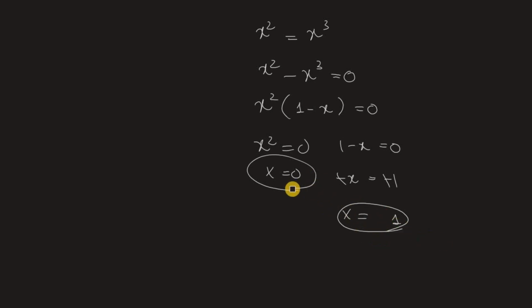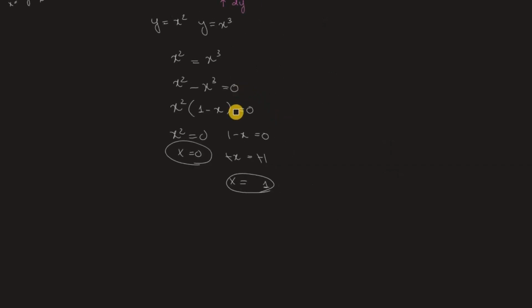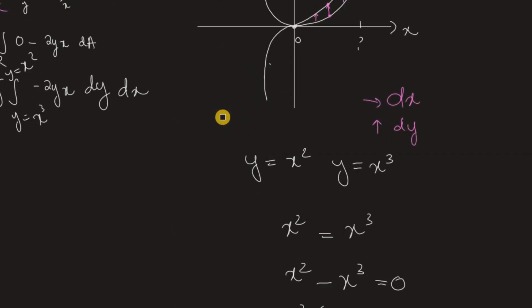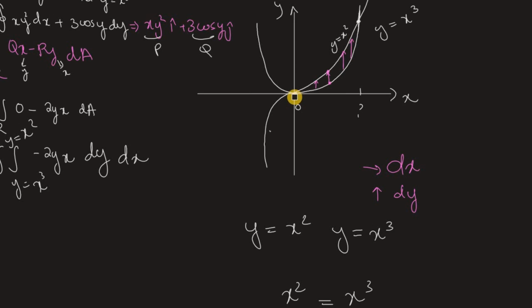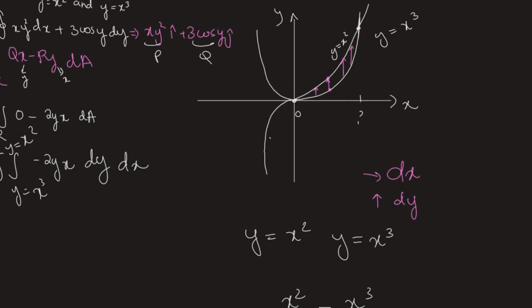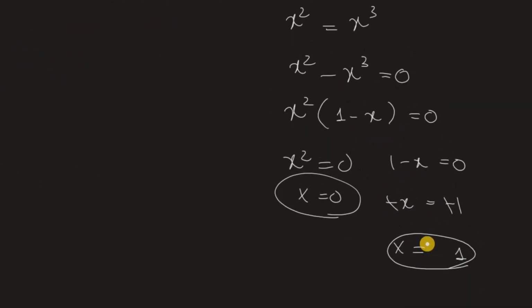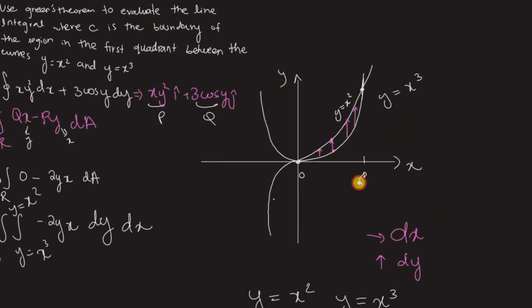So you got two intersection points, one as x equals to 0 and the other one as x equals to 1. Okay, so x equals to 0, you already know y equals to 0. It's this point over here. And for here you got x equals to 1, and if you plug x equals to 1 in either of the equations, you get y equals to 1 as well. So you got the intersection point as (1, 1).